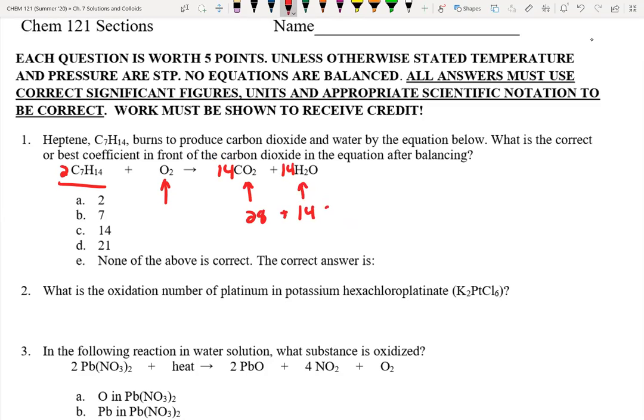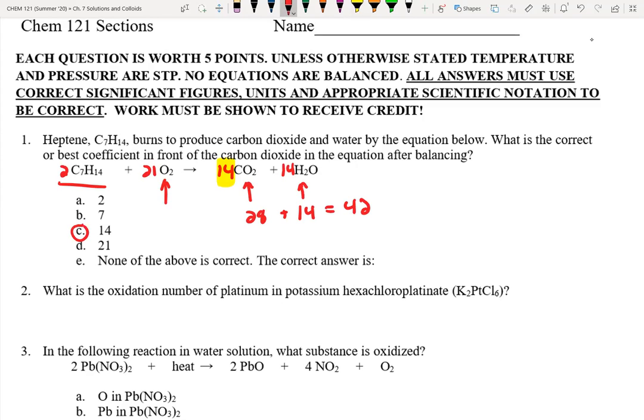So let's see, 28 plus 14 would be 42, right? So now it's an even number. So if we think, what number could go in front of here? Well, it must be 21. So now it would be balanced with the 21 there. Okay, but going back to the original question, they weren't looking for a completely balanced reaction. That's just good practice. They were looking for the coefficient that went in front of CO2. So this would be 14 for that problem.